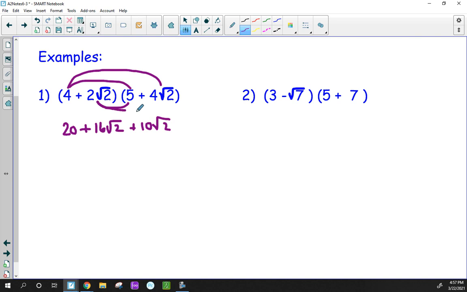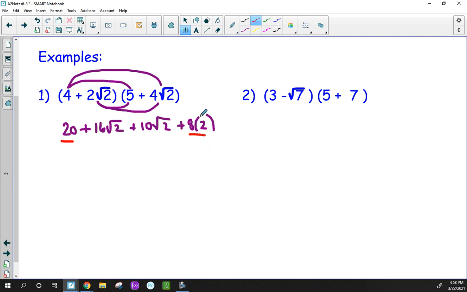Last is 2 radical 2 times 4 radical 2. Well, that's a positive 2 times a positive 4, which is obviously a positive 8. And the square root of 2 times itself is the square root of 4 technically, but the square root of 4 is just a plain old 2. Go ahead and simplify.